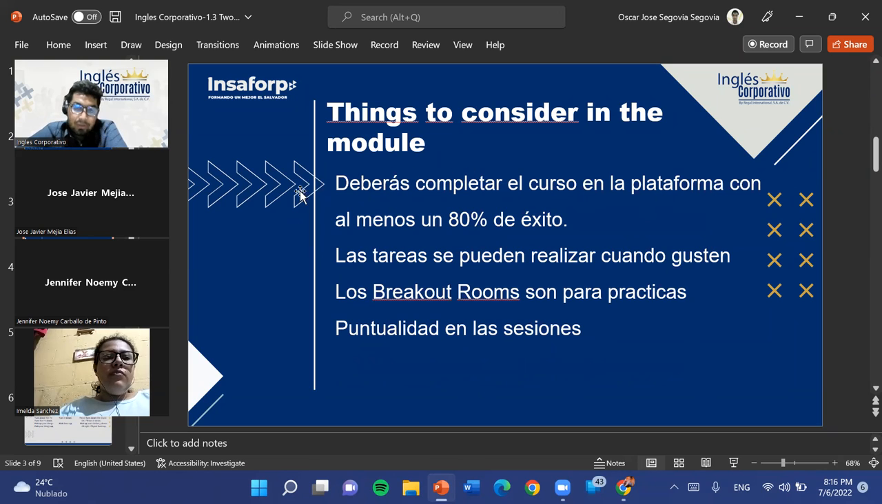Of course, we also need to keep an eye out for the platform, because that is like the main way we have to prove that we have learned when we are working on the platform. So we have a goal, and the goal we have is to reach at least an 80% of success when we're working on the platform.